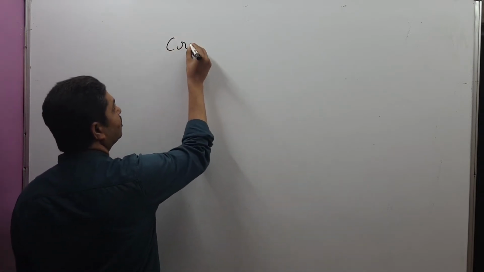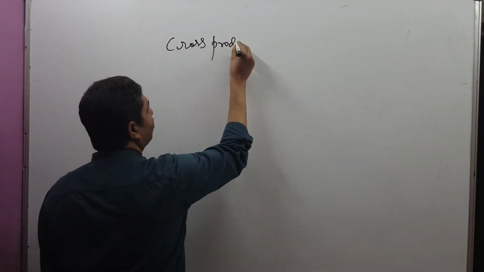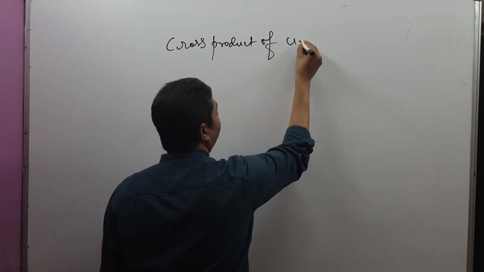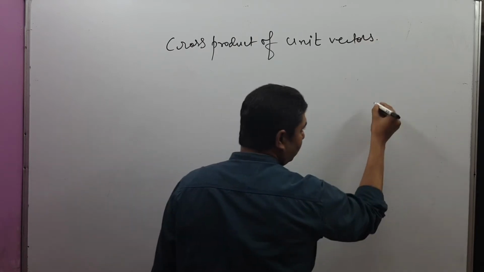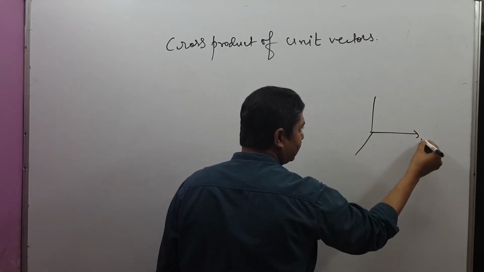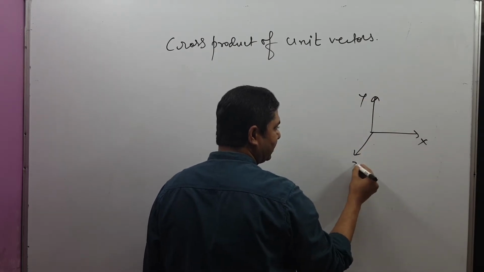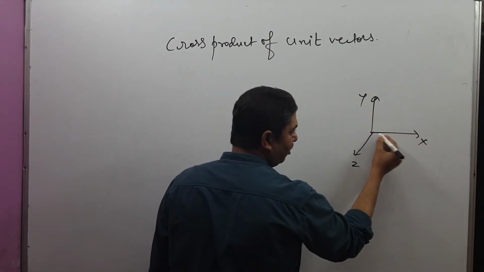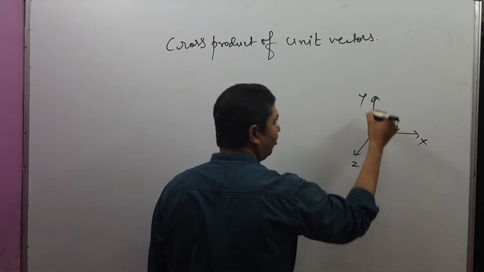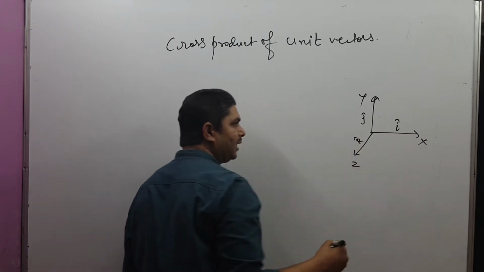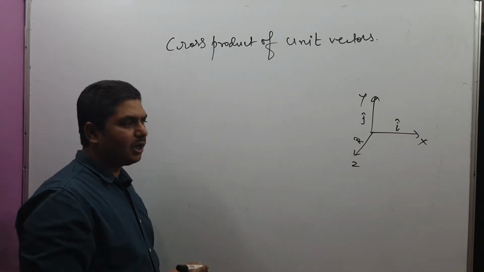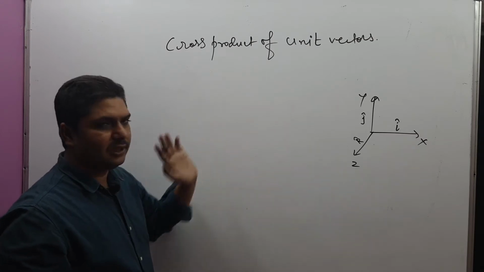Let us see cross product of unit vectors. This is x, y, z axis, and we know that vector along x axis is i cap, along y axis is j cap, along z axis is k cap. These are said to be unit vectors along x axis, y axis and z axis.